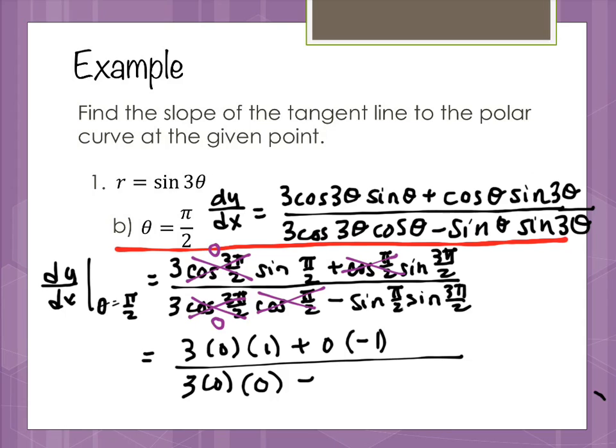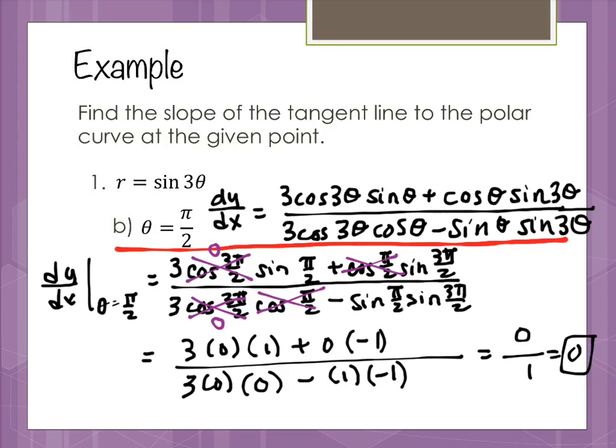All right, good. So what is sine of pi halves? That one's 1, and then sine of 3 pi halves? -1. Good. So we do, in fact, get 0 in the numerator. We get 1 in the denominator, it looks like. So this is going to be 0. So my slope's actually going to be 0 at that particular point. Good catch, guys. All right, any other questions on that one?